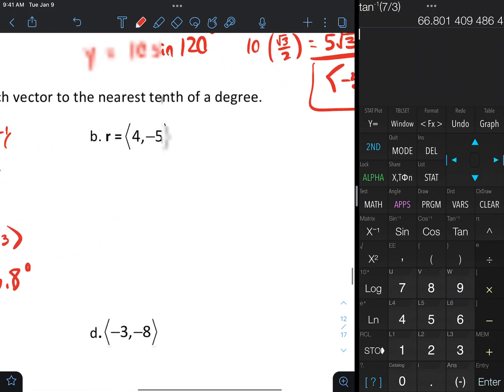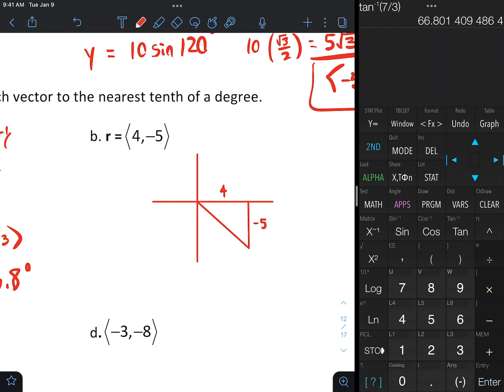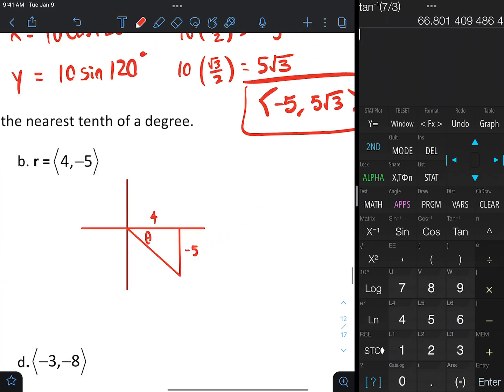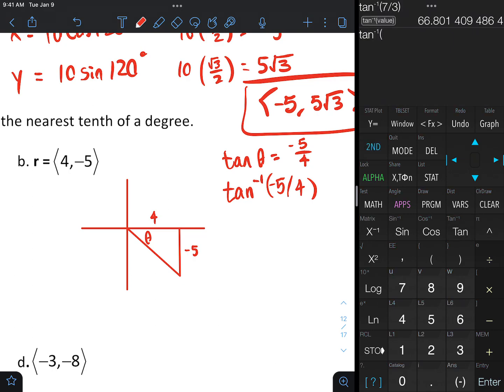B is going to be in the bottom right quadrant, so tangent inverse should work just as intended here. So let's sketch it out. We're going to go right 4 and then down 5. We're going to find theta again. So we'll do tangent inverse of essentially -5/4. That's skipping a step or two. If you want to write the full thing, you could do tangent theta is -5/4, but then you tangent inverse both sides. And you can input that into the calculator and get something that comes out pretty good.